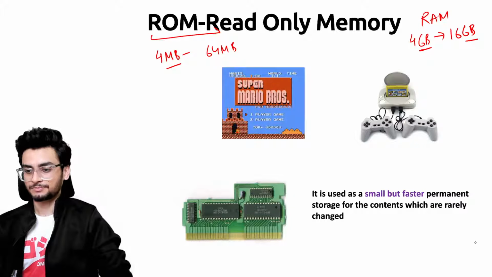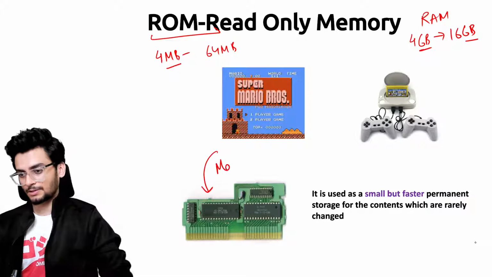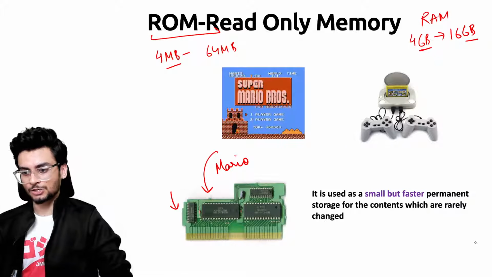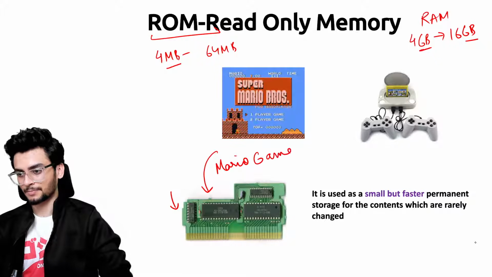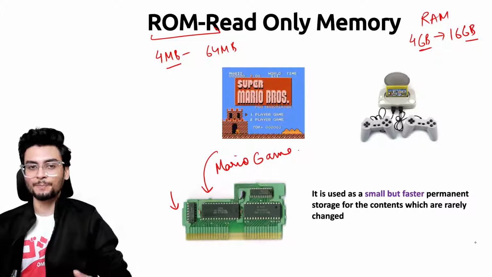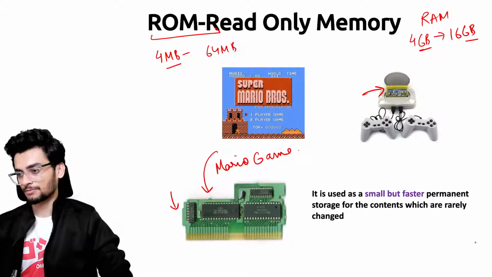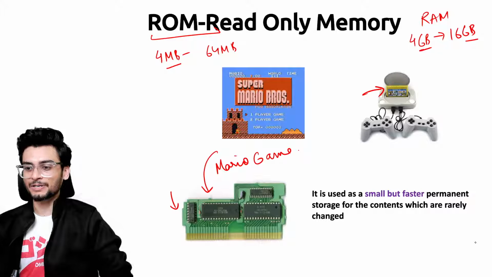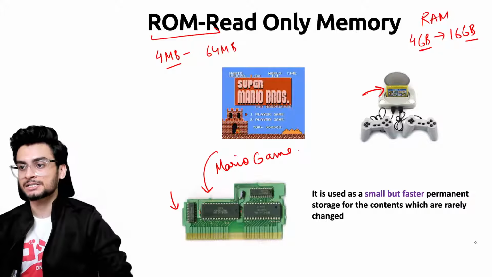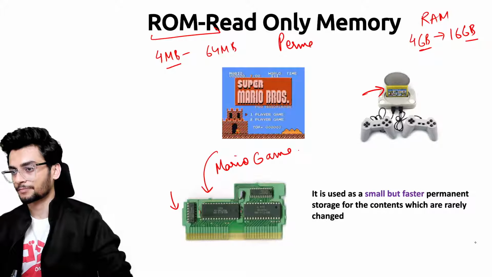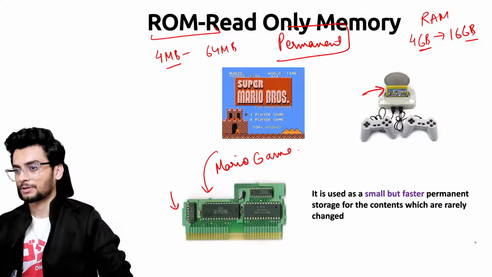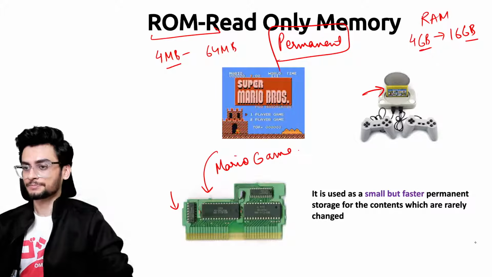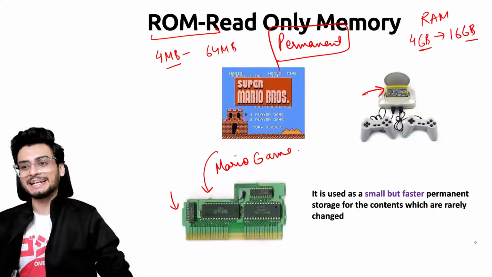For example, inside this ROM there is a Mario game, right? Every time you want to play this game, you put it inside here and you start playing it. So why do we call it a read only memory? Is because आप इसको change नहीं कर सकते हो. It is a permanent memory, right? You cannot change this.